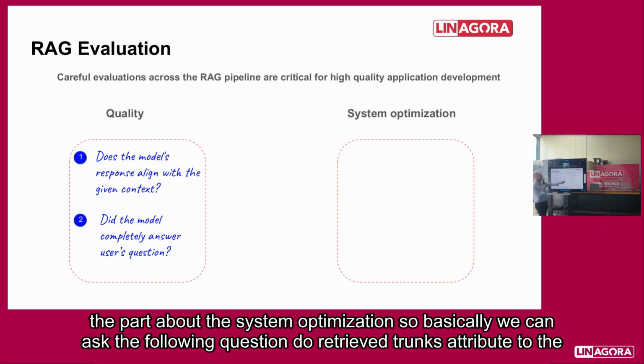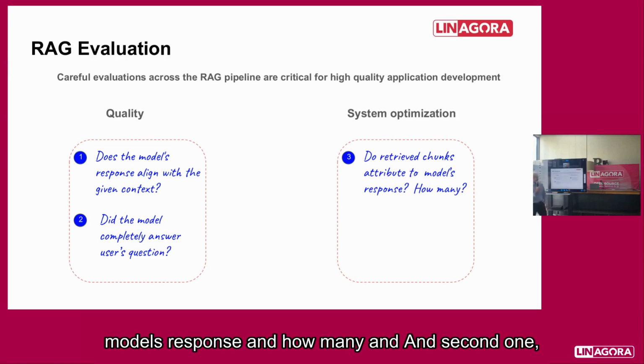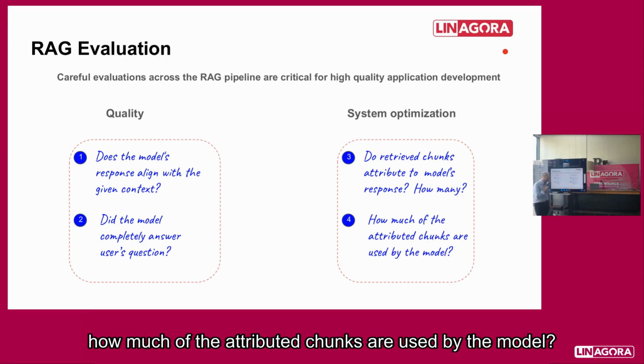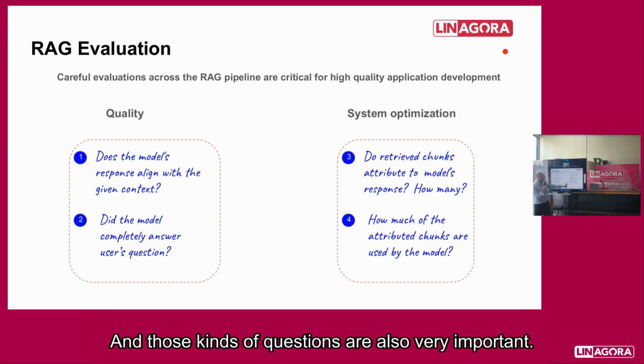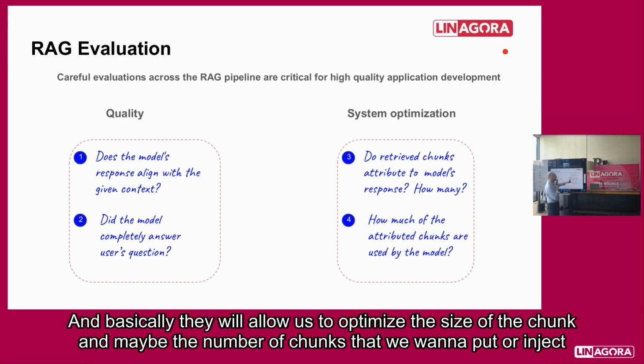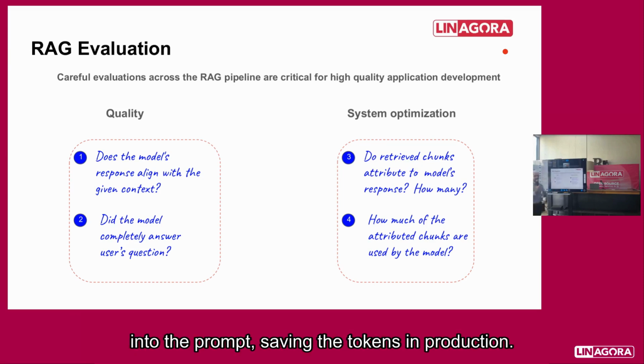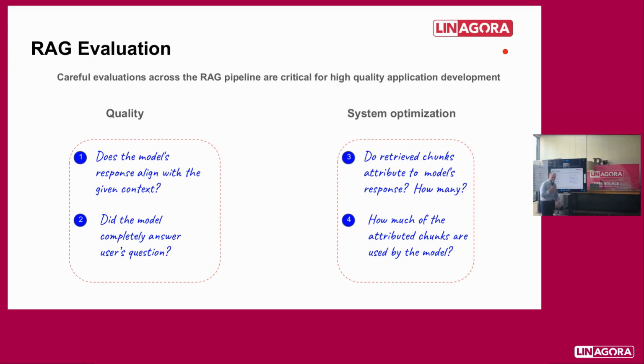And there's also the part about system optimization. Basically, we can ask the following questions: do the retrieved chunks contribute to the model's response, and how many? And second, how much of the attributed chunks is used by the model? Those kinds of questions are also very important. They allow us to optimize the size of the chunks and maybe the number of chunks that we inject into the prompt, saving tokens in production.